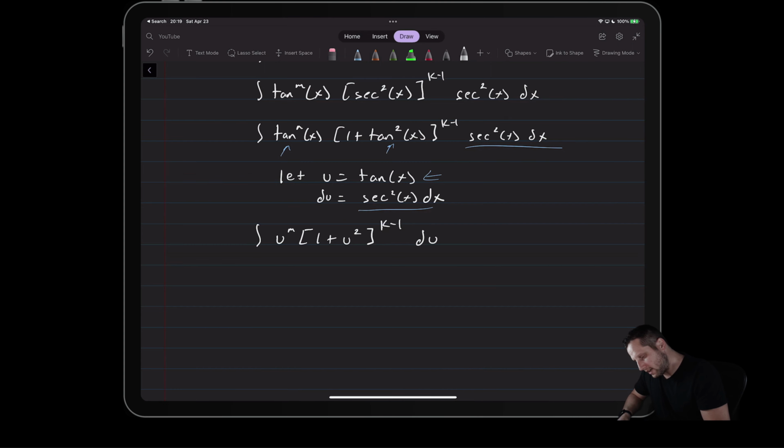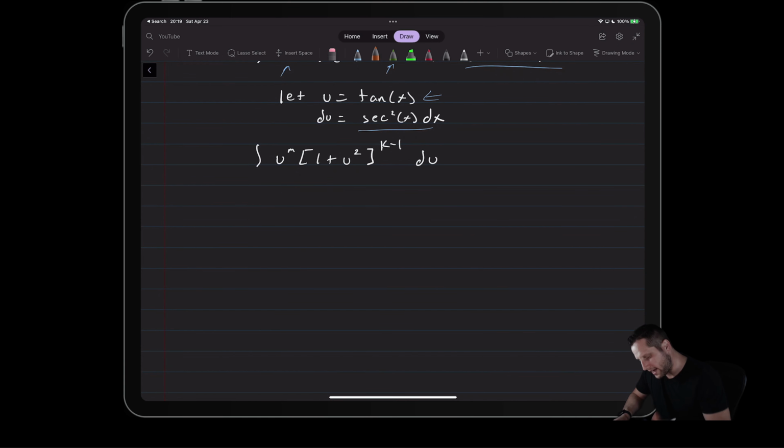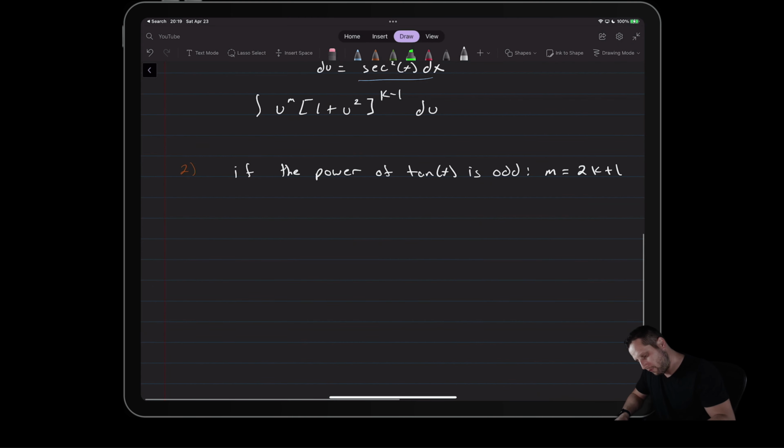So the next one is going to be if the power of tangent is odd. So if the power of tangent of x is odd, so that means it's of the form m equals 2k plus 1, right?